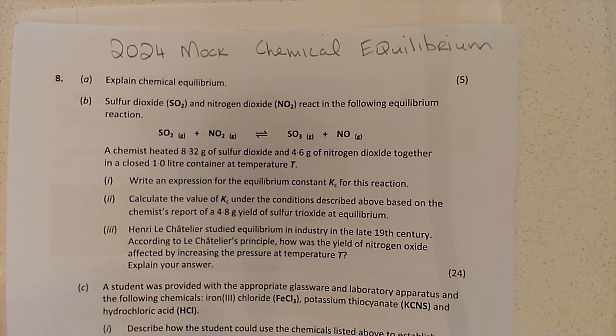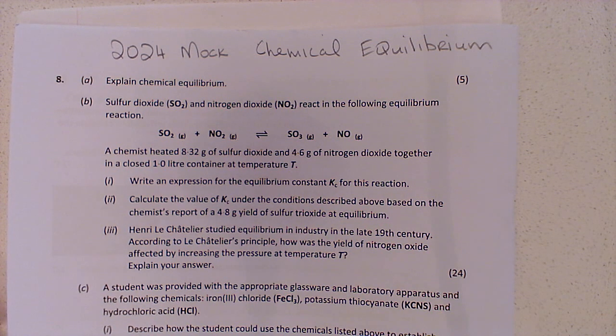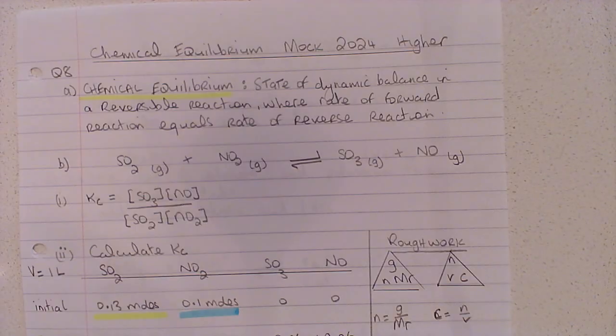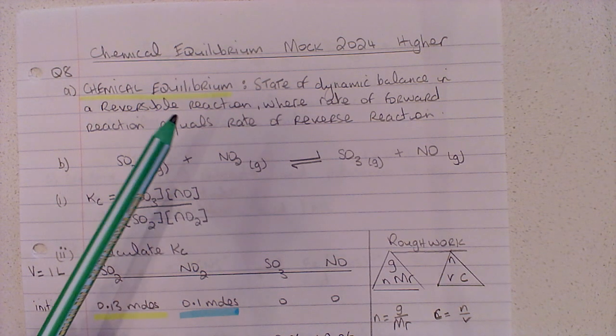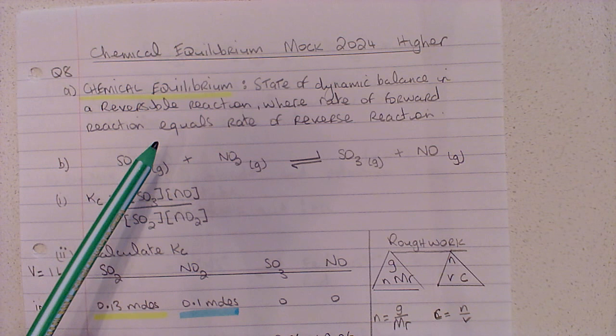This is a 2024 mock chemical equilibrium question. So the first thing we're asked to do is our definition, to explain chemical equilibrium. So chemical equilibrium is the state of dynamic balance in a reversible reaction where the rate of the forward reaction equals the rate of the reverse reaction.